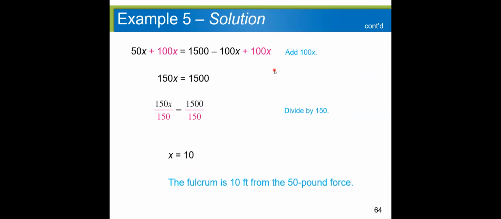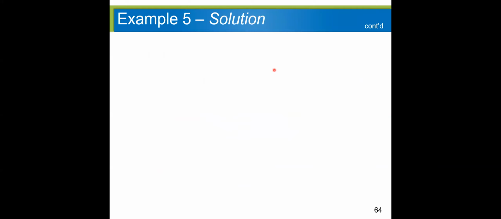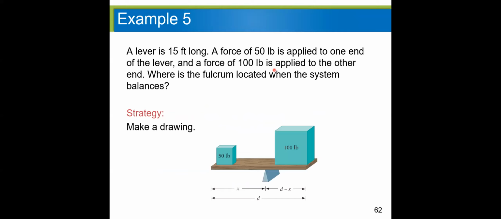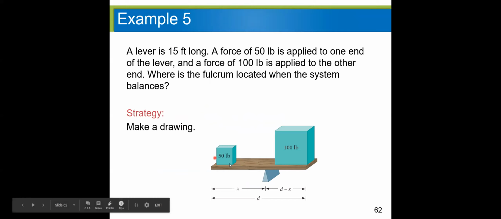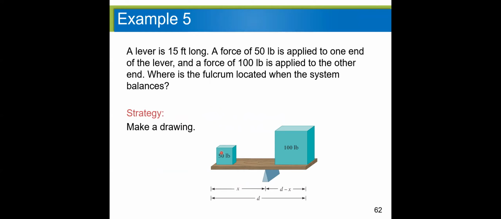Hey, there we go. F2, the X was the 100. Sorry, yeah. The fulcrum needs to be 10 foot away from the 50-pound weight. The reason I said 100-pound weight is because I forgot that we did a drawing. The drawing would have told us that X was on the 50-pound side, which is something I said before, right? But I forgot to recheck my work and just kind of ran along with it.